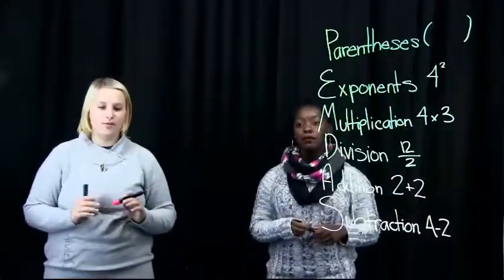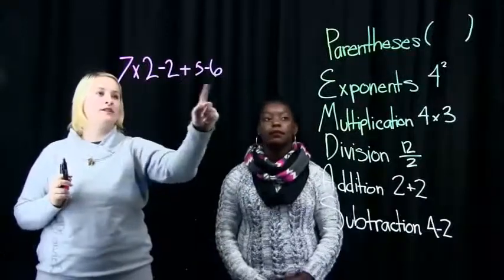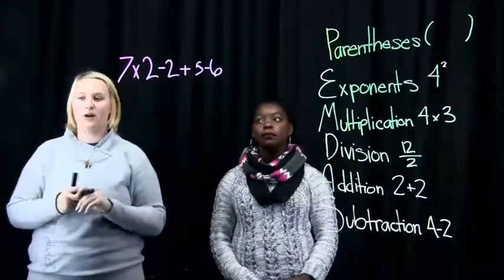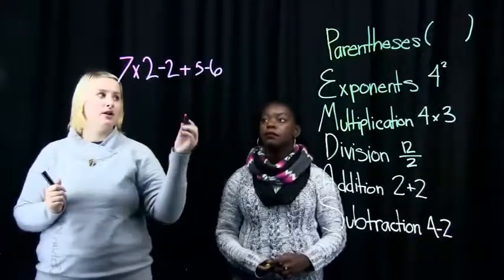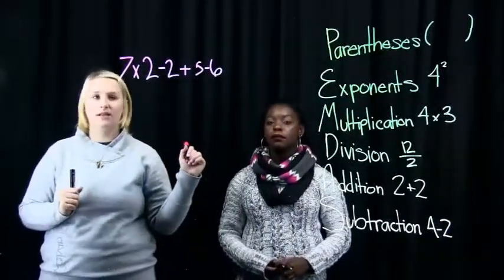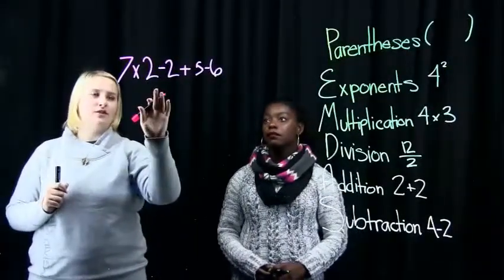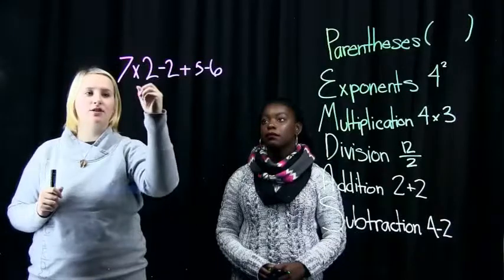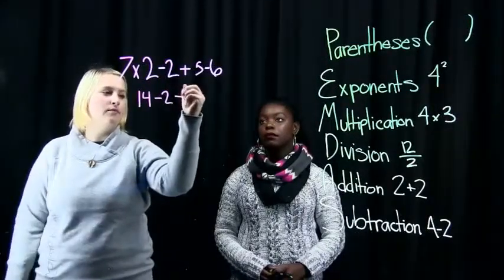So now we're going to show you a problem and work it through. First we look if there is any parentheses, which there is not in this problem. So we move on to exponents. And there's no exponents either, so now we don't have to do parentheses or exponents. So we move on to multiplication and division. So multiplication is the first thing. So I'm going to take 7 times 2, which is 14, and then I'm going to write out the rest of the problem.